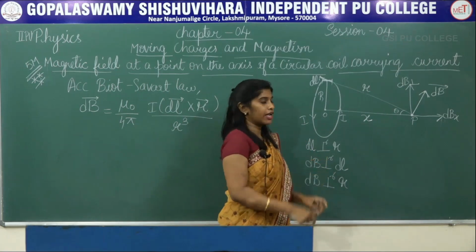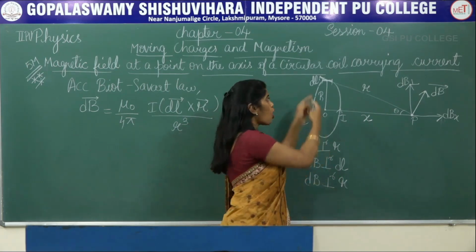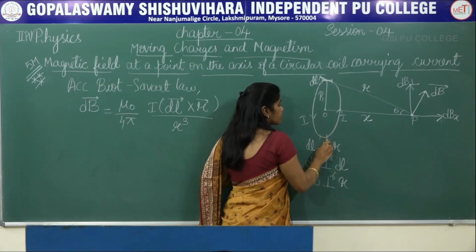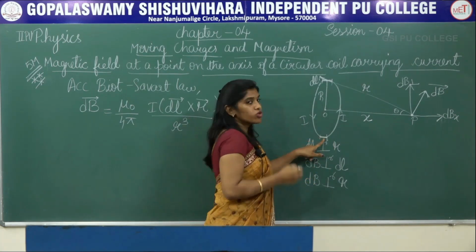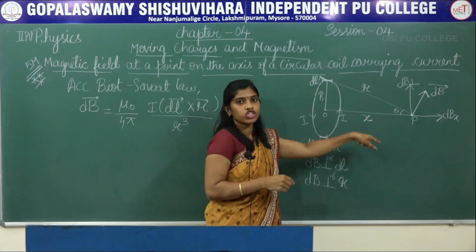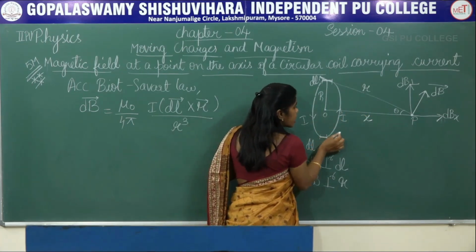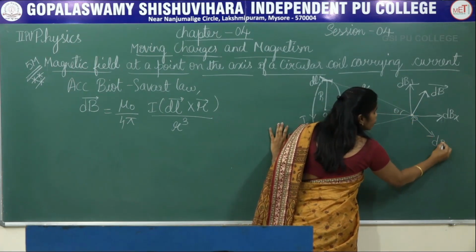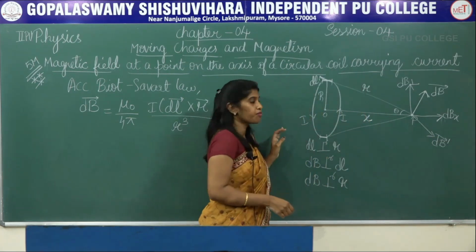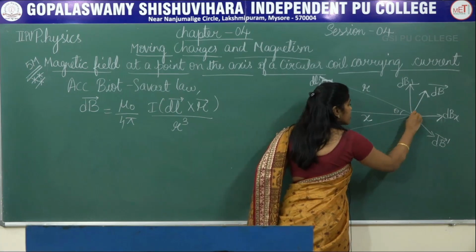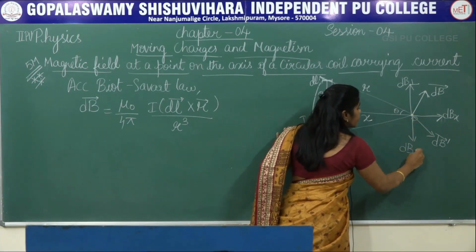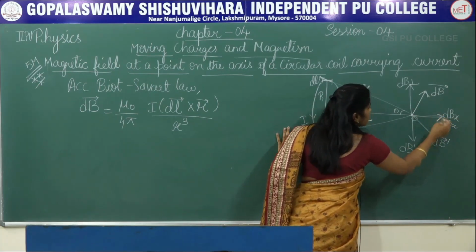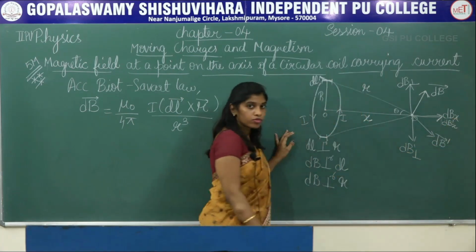Next, for better understanding, I am going to consider one more current element in the opposite direction. So diagonally opposite to this current element, I will take one more element. And due to this element, let me write what will be the direction of the magnetic field. If this is again r, the magnetic field will be pointed in this direction, which I am going to write as dB dash. Now resolve this again. One component is dB perpendicular and another dBx, which is along the x-axis.